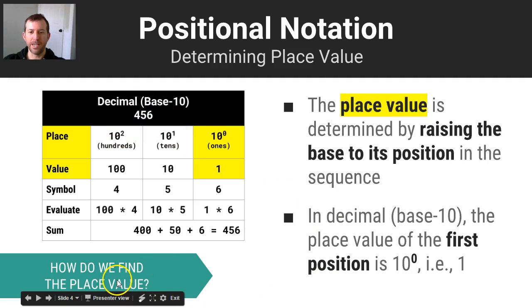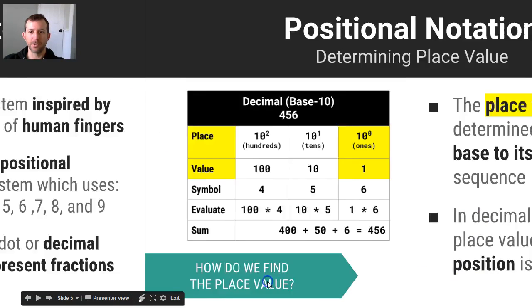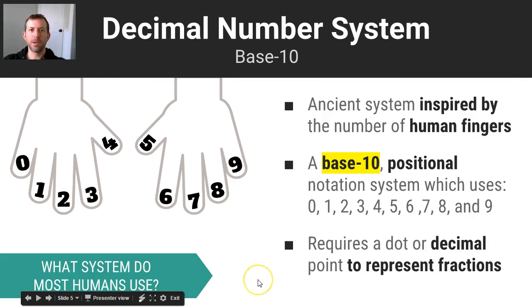So that's how you find the place value for any number system. Let's go through the number systems, the ones that are most important that you need to know. Base 10. So base 10 is the decimal number system. This is the number system that you're already familiar with. They call them digits, and they call it the decimal number system.